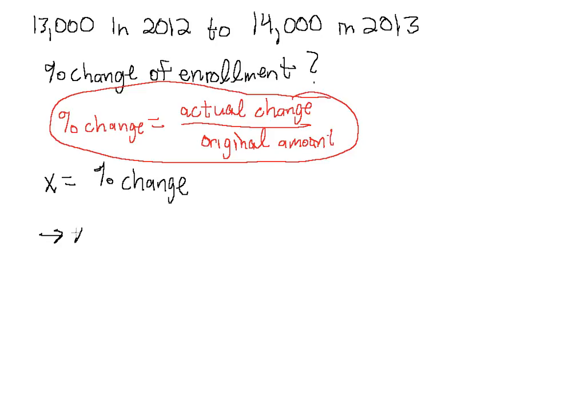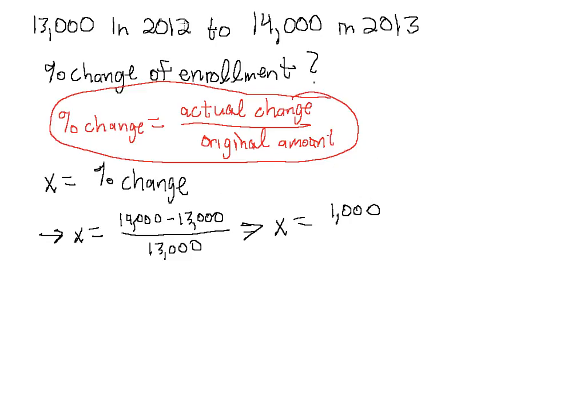So we want to know what the actual change and the original amount is. So we're going to have x equal the actual change. What's the actual change? It went from 13,000 to 14,000. So if we want to know the actual change, we subtract the original amount from the final amount. So 14,000 minus 13,000 will give us our actual change. And then the original amount was 13,000 we started with in 2012. And we can solve this. X equals 14,000 minus 13,000 is 1,000.